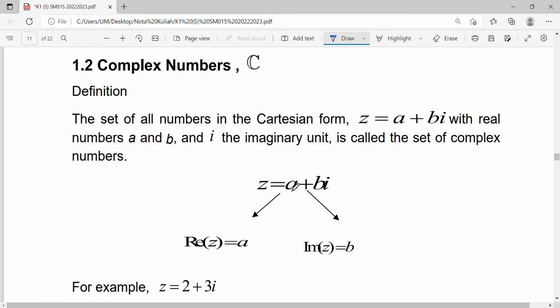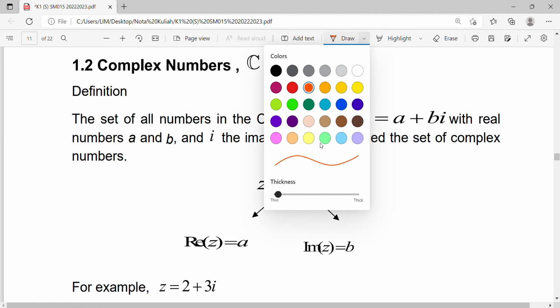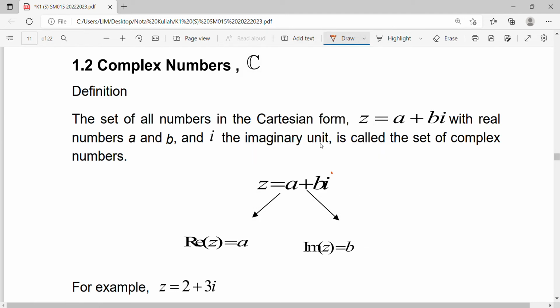With A and B real numbers, it means A and B here are numbers that you use like normal. These are normal numbers that you always use. And i is an imaginary unit. So how do we know this is a complex number? It will have the characteristic of i, which is an imaginary unit.